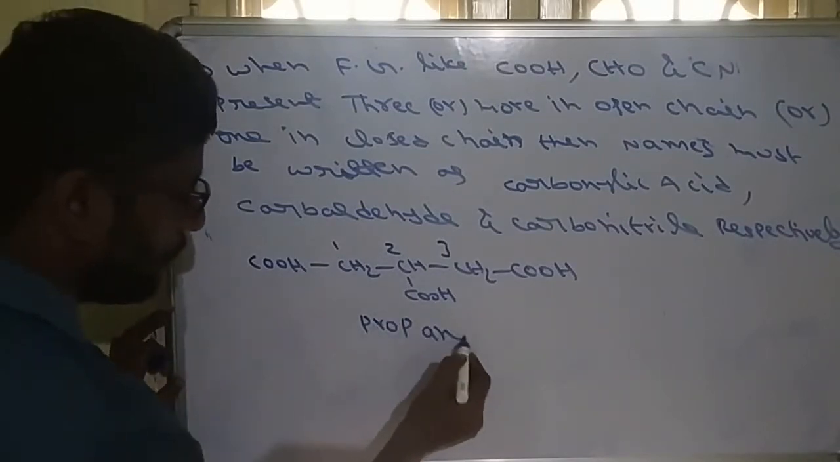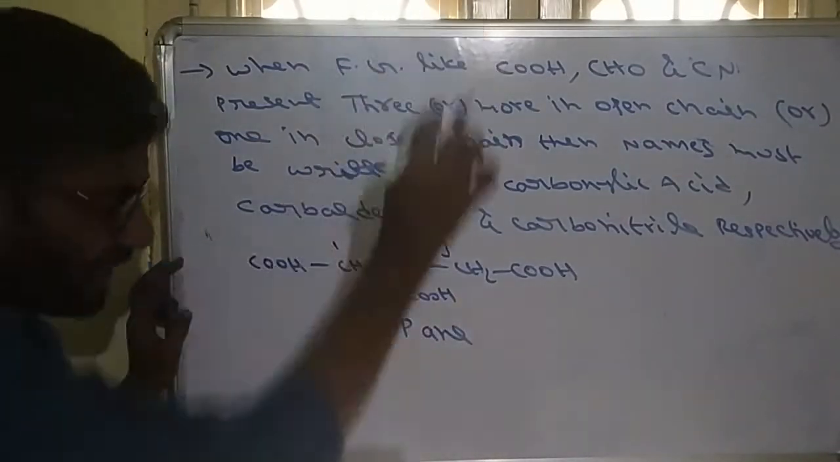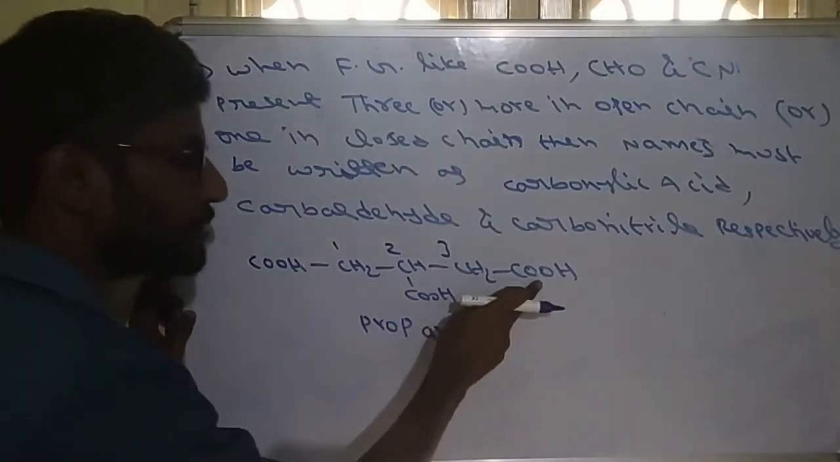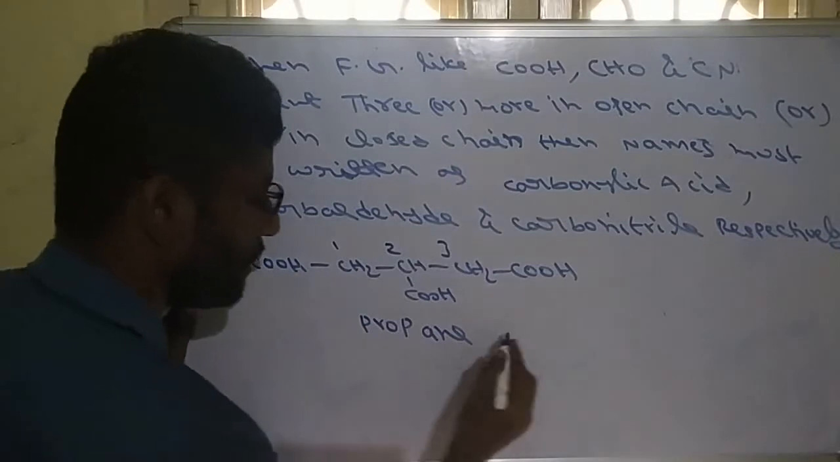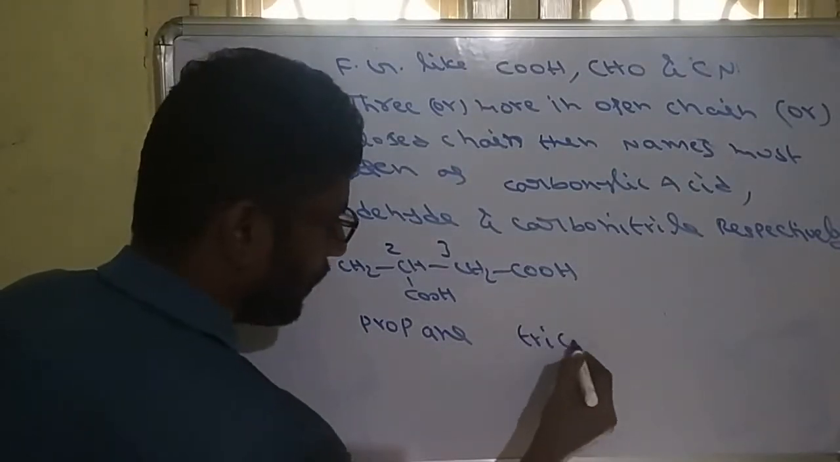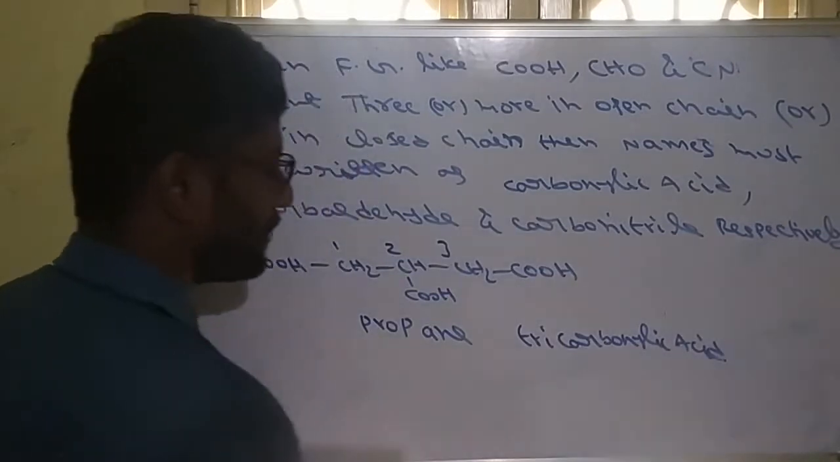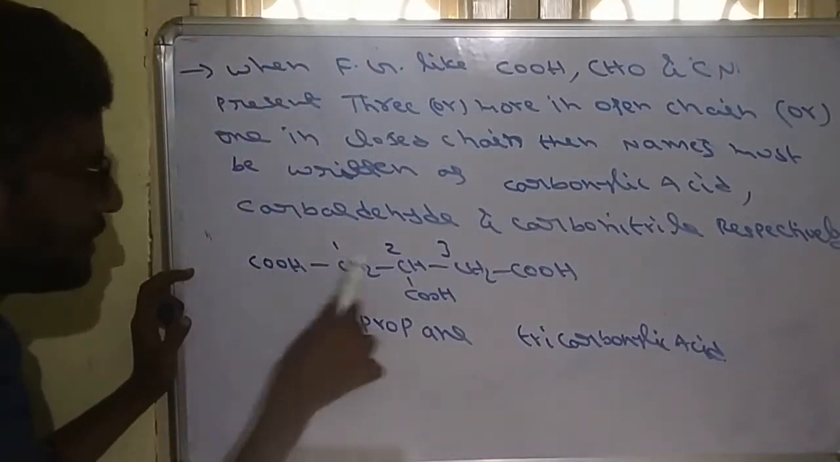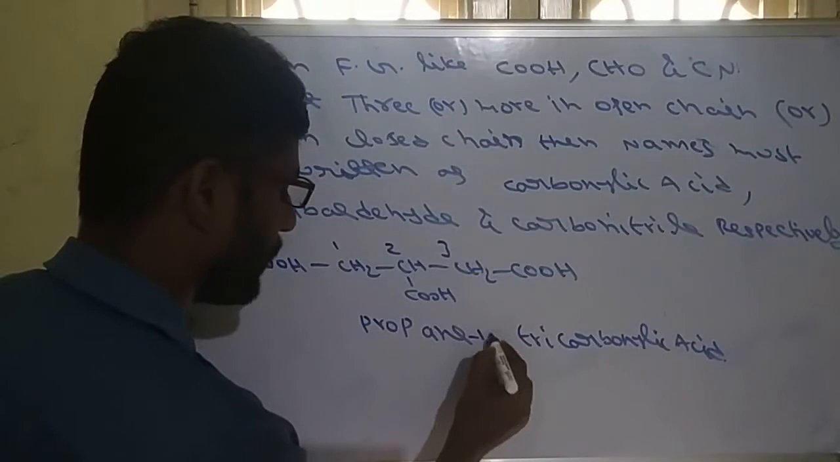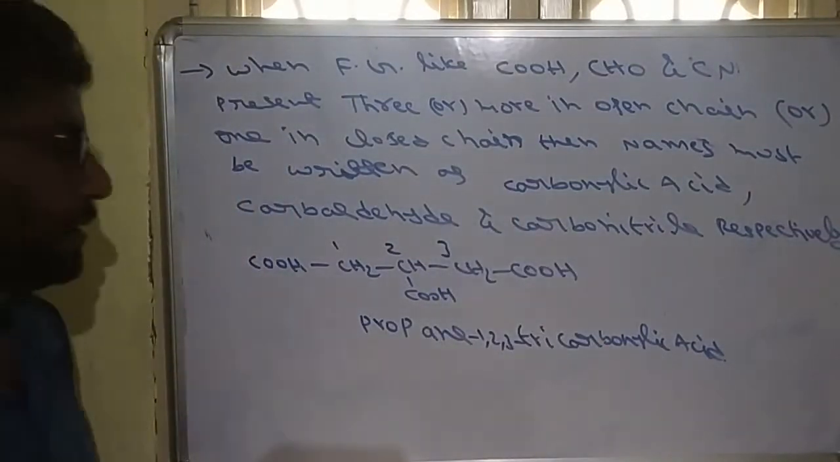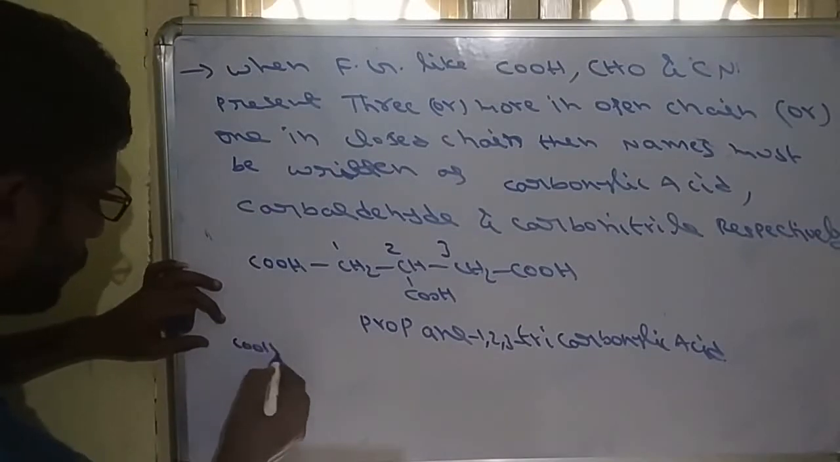Primary suffix for a single bond is ane. Secondary suffix, functional group COOH, but not oic acid; it should be carboxylic acid. Since 1, 2, 3 are there, we write tri carboxylic acid. So numbering we write first position, second position, third position. So propane-1,2,3-tricarboxylic acid.